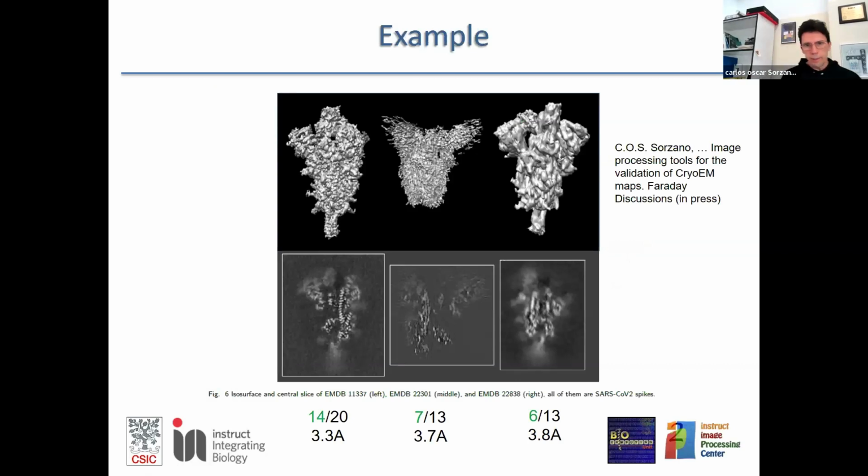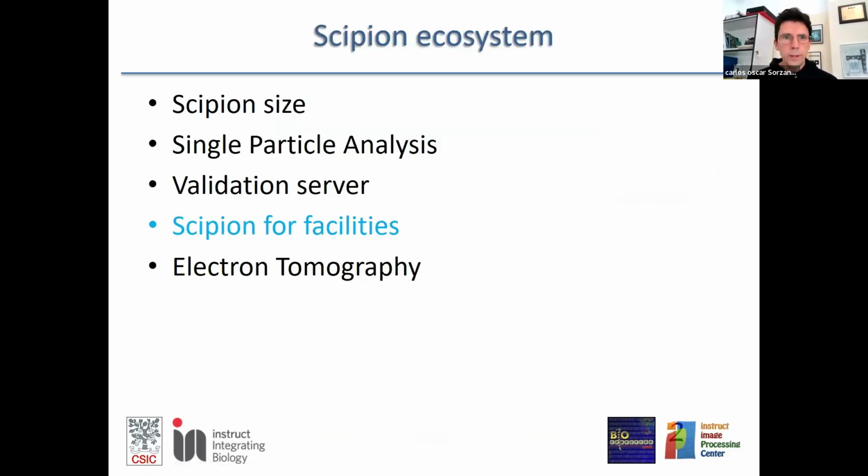And here is an example of the application of this validation server. So you have 3 different structures of the same protein. They all claim kind of similar resolution, so 3.3, 3.7, 3.8. And here you have the isosurface representation of those proteins. Here you have some slices, and what you see is that even if the resolution claimed is almost the same, the internal details are completely different. So having all these quality controls along your processing pipeline is very important.